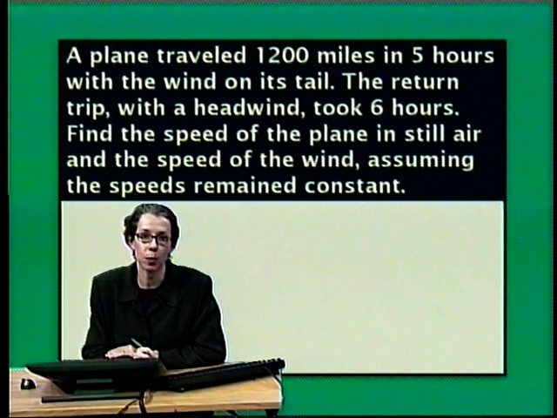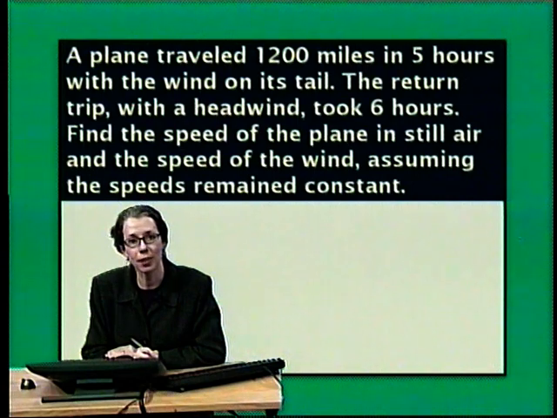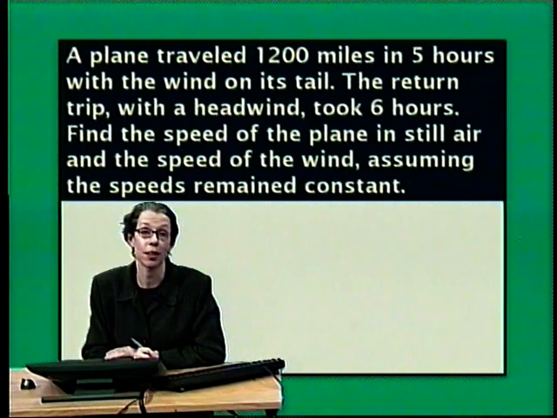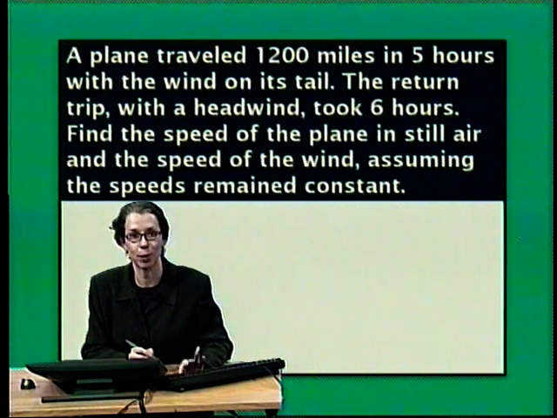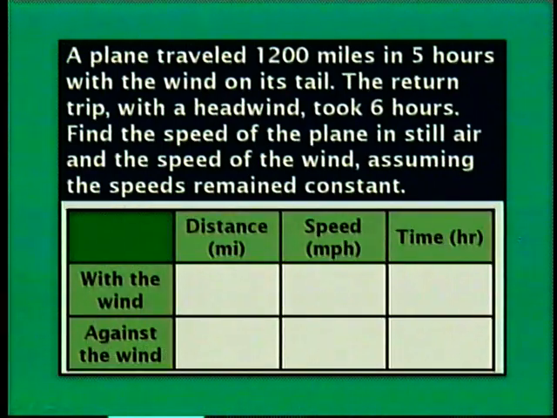Find the speed of the plane in still air and the speed of the wind, assuming that the speeds remain constant. Now this is a big assumption, that the speed of the wind would remain constant for 11 hours. But this is what it's going to allow us to do, a word problem. I'm going to make a table just like in my other examples. Now this problem is going to be a little bit different than the other 3 problems we've worked.